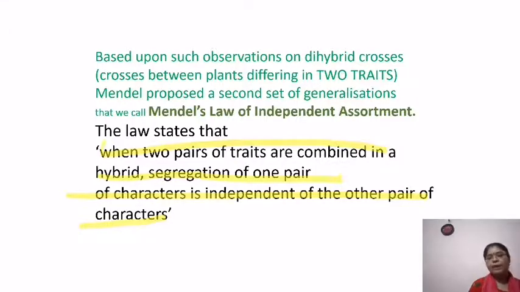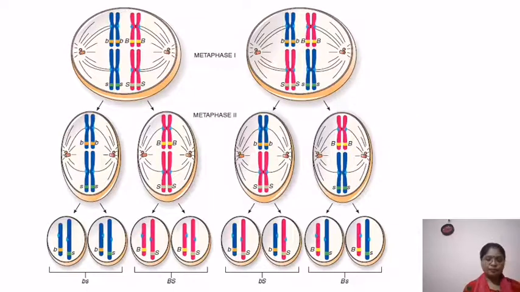Let's look at that diagram, because from here only Sutton and Boveri came and they gave the law of chromosomal inheritance. They said that the genes are present where? On the chromosome. They gave this chromosomal theory of inheritance, isn't it?